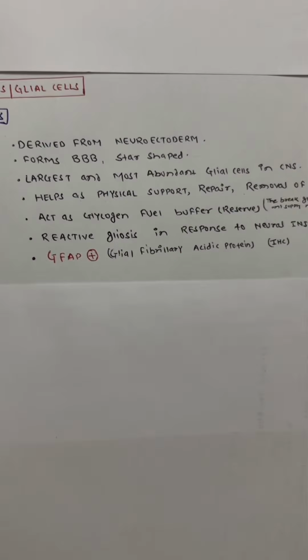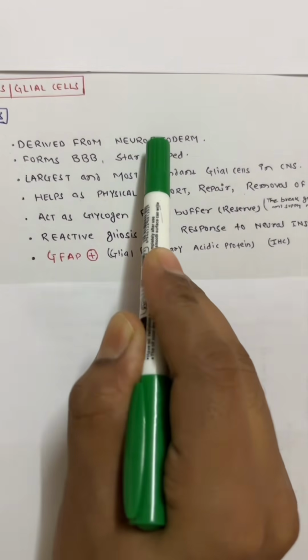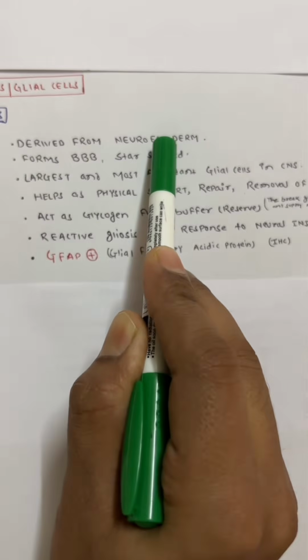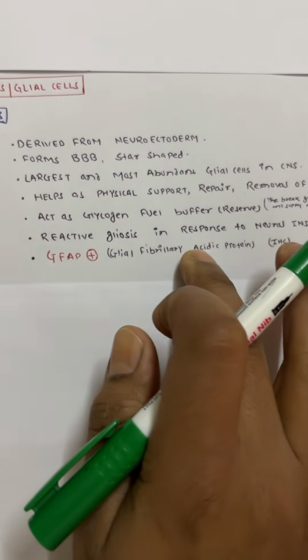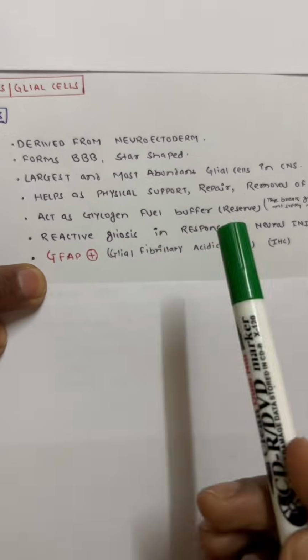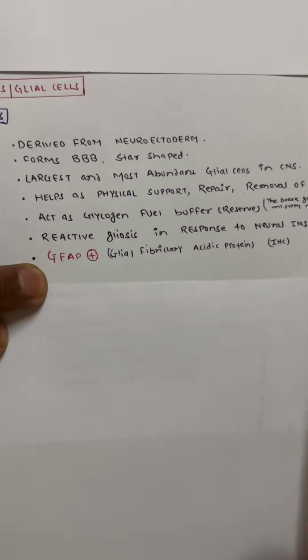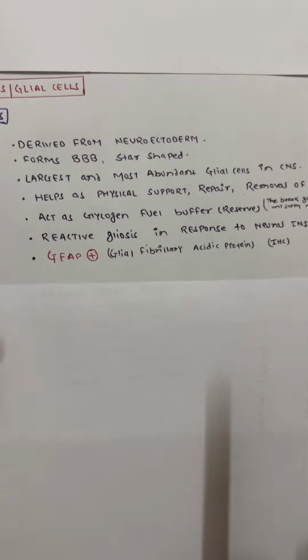This astrocyte is derived from neuroectoderm. Remember this: the astrocyte is derived from neuroectoderm, because they ask in this line in MCQs. It forms the blood-brain barrier. We all know there is a barrier between brain and blood. This astrocyte helps in formation of the blood-brain barrier, and the shape of this astrocyte is star shaped.